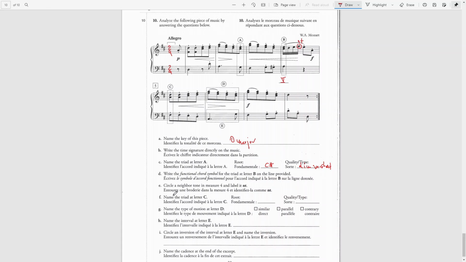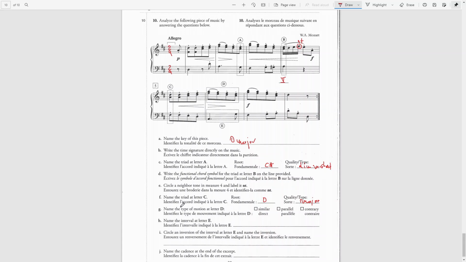Next, name the triad at the letter C, the root and the quality. At letter C, we have F sharp, A, and D. This looks like a tonic triad here in the key of D major. D is the root, A is the fifth, and F sharp is the third. From D to F sharp is a major third, and from D to A is a perfect fifth. It's a major triad. The root is D, and it's major.